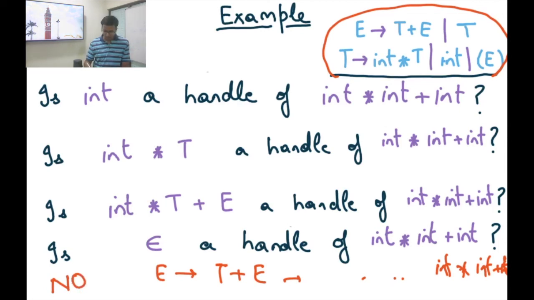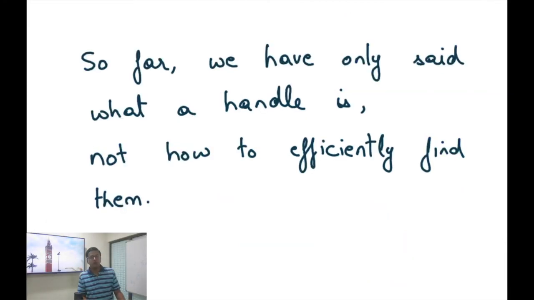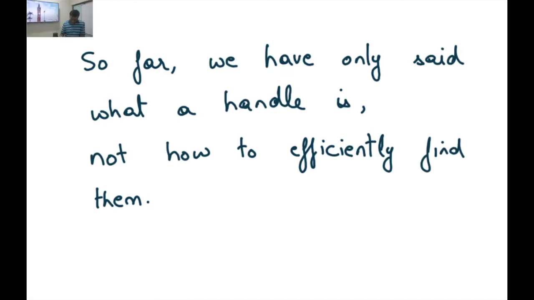Okay, all right. So far we have only said what a handle is, and we are saying that we should only reduce at handles. We're going to see that more in a bit, but we haven't really talked about how we efficiently find them. So how do we determine whether something is a handle or not? For example, we said int is not a handle for int star int plus int, but int star t is a handle. All right. So how do we decide that? Or even int star int is a handle. So how do we decide that? That's something that we are going to learn in the subsequent modules.